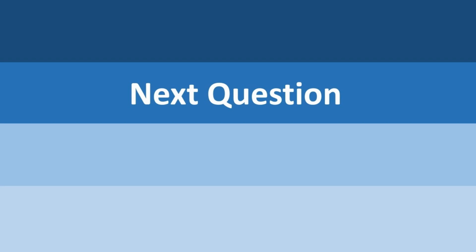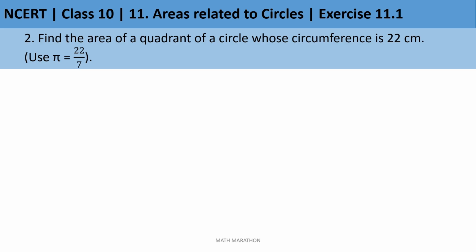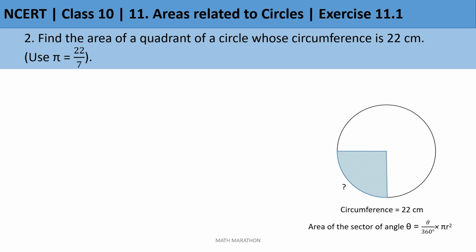Let us see next question. Find the area of a quadrant of a circle whose circumference is 22 centimeters. Use pi is equal to 22 by 7. I have drawn a diagram showing area of sector. Area of sector is theta divided by 360 multiplied by pi r square.